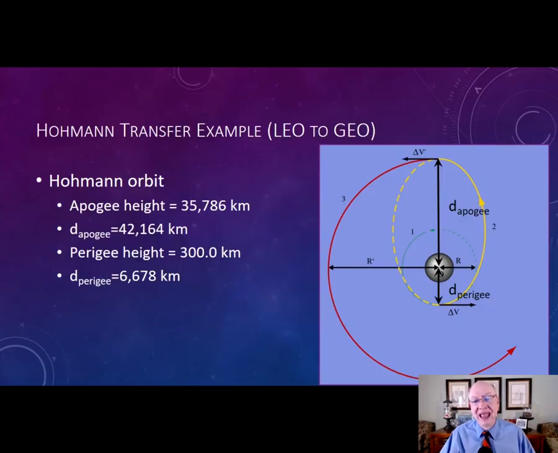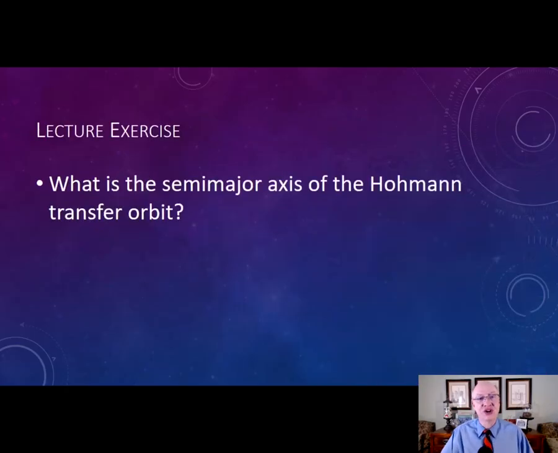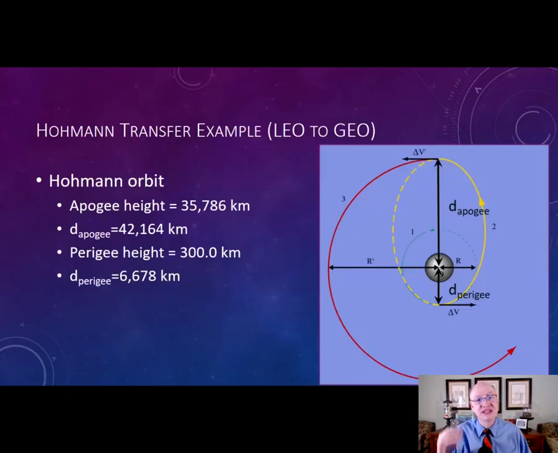So the question I want you to answer in a lecture exercise: if your perigee distance here is 6,678, and your apogee distance right here is 42,164, what's the semi-major axis of this new orbit? So go out to the lecture exercise and answer this question. What is the semi-major axis of the Hohmann transfer orbit that gets you from 300 kilometers above the Earth up to 42,164 kilometers from the center of the Earth? All right, I'll leave this slide up while you go out there and answer that question. So what is the semi-major axis?